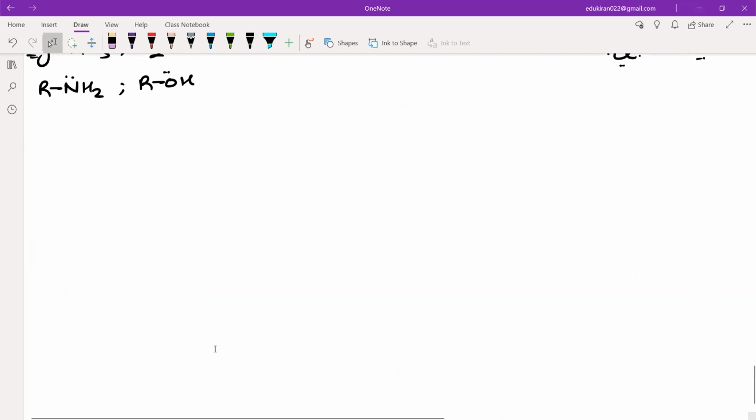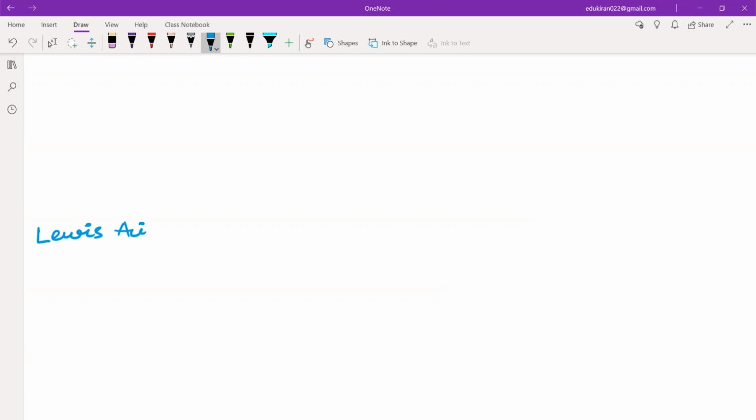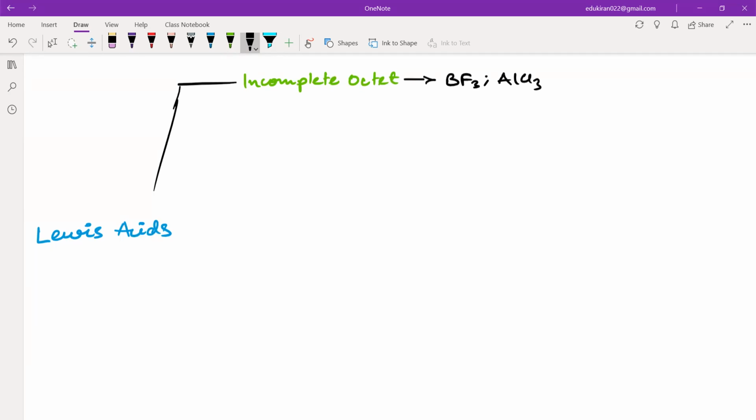Next is Lewis acid. Lewis acid is a bit more complex, I would say. It has various criteria, but you won't be getting these, you have to keep this in your notes. So Lewis acids. There are 4 types of Lewis acids. The first are the ones with incomplete octet. Examples would be molecules such as BF3, AlCl3, FeCl3. These are the ones with incomplete octet.